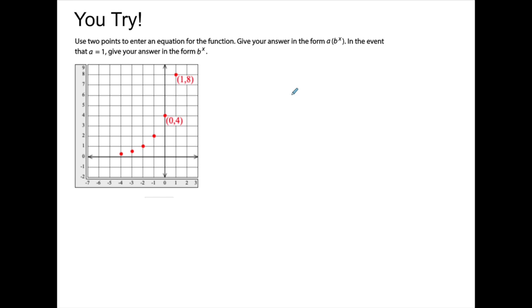All right, your turn. Go ahead and try this. I want you to find your 2 sequential points on the graph. I want you to use those points to generate a function in the form f of x equals a times b to the x. So go ahead, pause the video, get your formula, and then when you're ready, unpause, and you can see what I got.